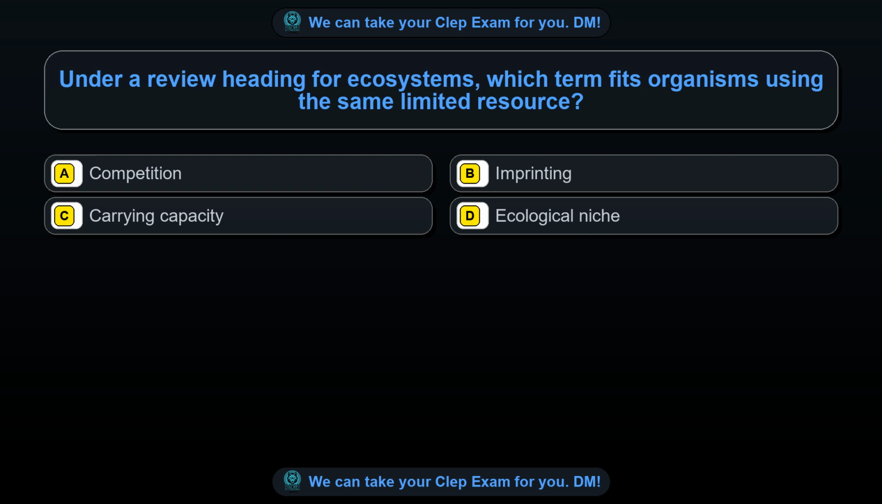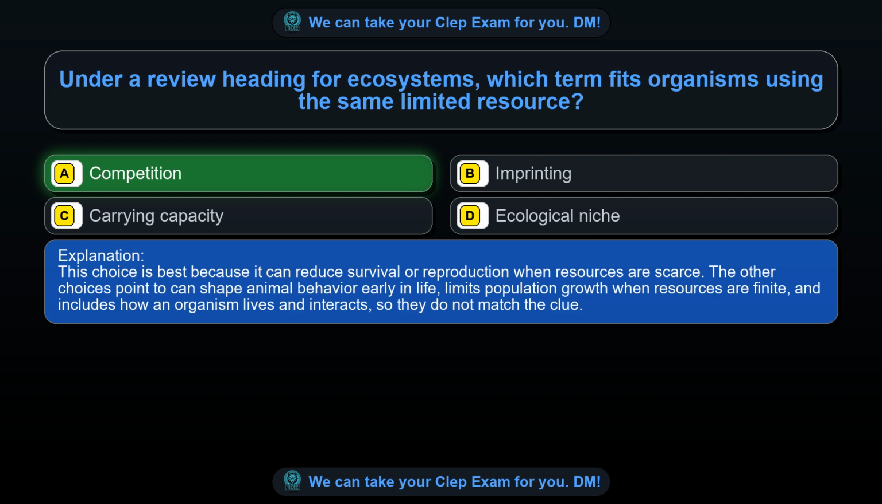Option C, carrying capacity. Option D, ecological niche. The correct answer is option A, competition. This choice is best because it can reduce survival or reproduction when resources are scarce. The other choices point to can shape animal behavior early in life, limits population growth when resources are finite, and includes how an organism lives and interacts, so they do not match the clue.